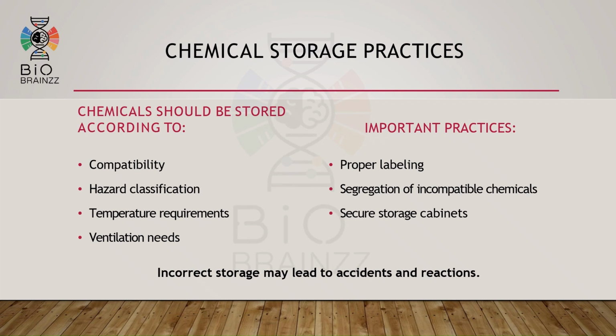Chemical storage should always be done carefully and systematically. Chemicals must be stored according to compatibility, hazardous classification, temperature requirements, and ventilation needs. Proper labeling is very important. Incompatible chemicals should be stored separately to avoid dangerous reactions. Secure storage cabinets must also be used. Incorrect storage can lead to serious laboratory accidents.